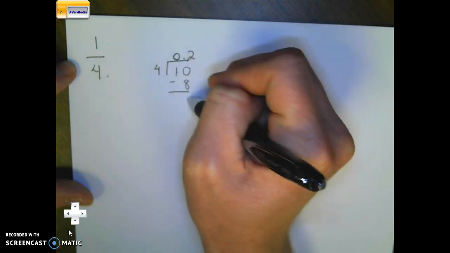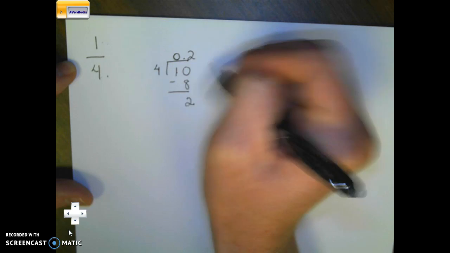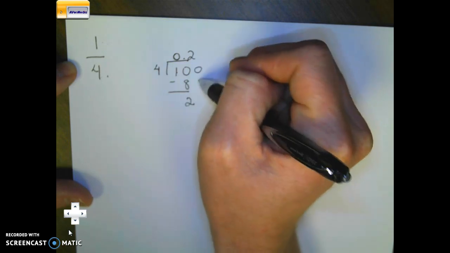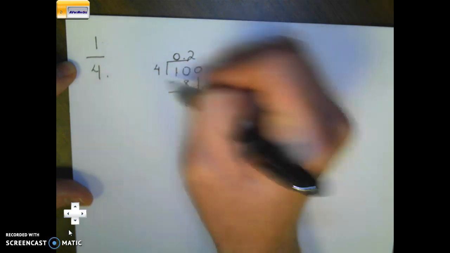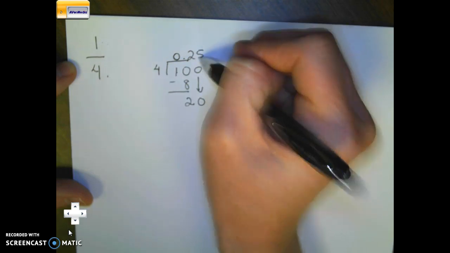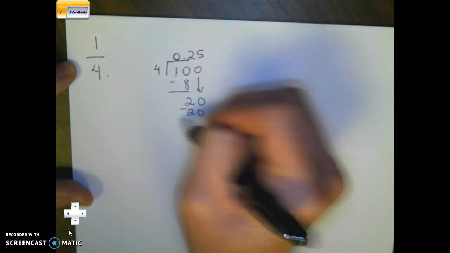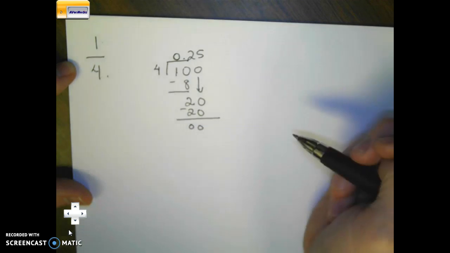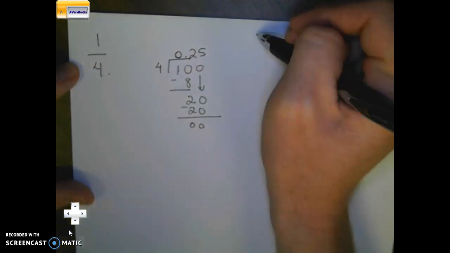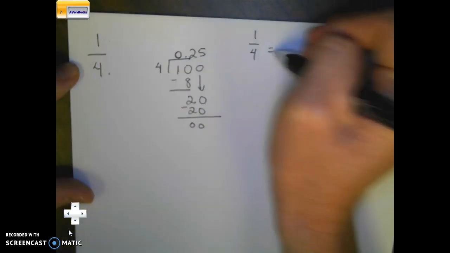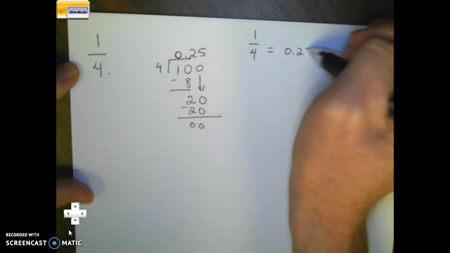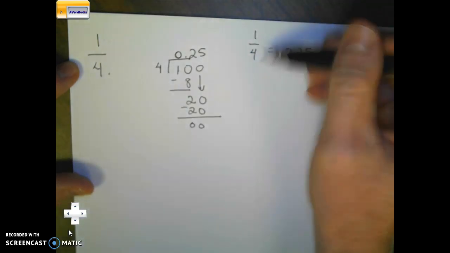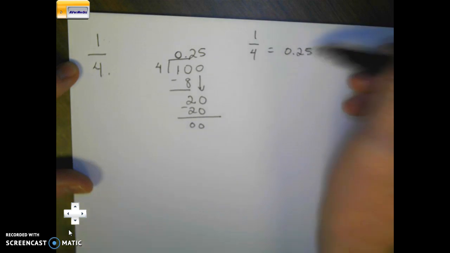10 minus 8 is 2. Now you can't have a remainder anymore. So you put a 0, bring this guy down. 4 goes into 20 5 times. And now you have nothing left. So 1/4 now equals 25 hundredths. Or again, like a quarter. That's what a quarter looks like in change.